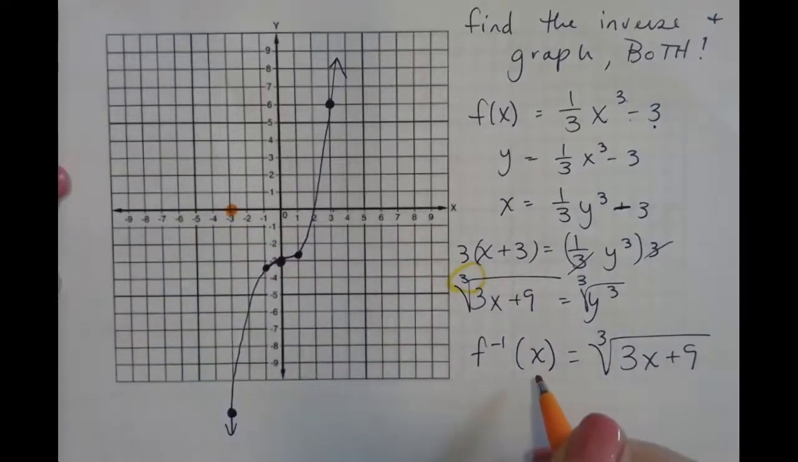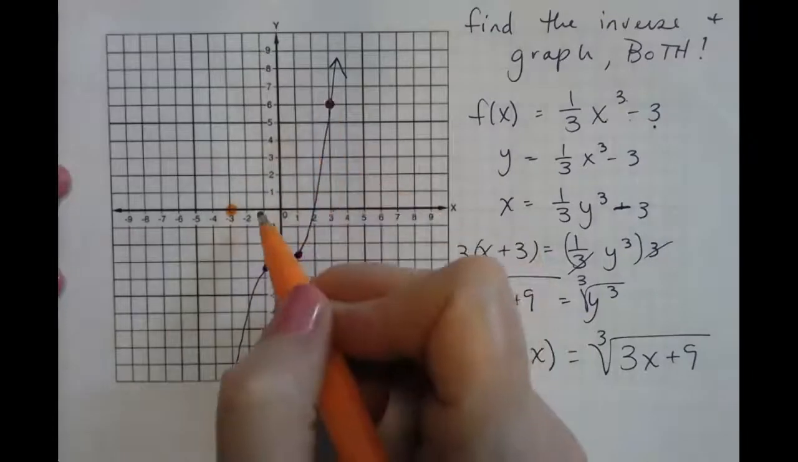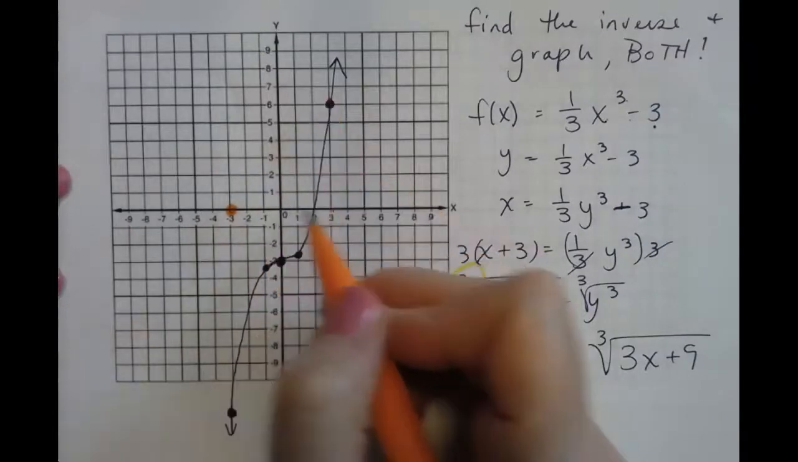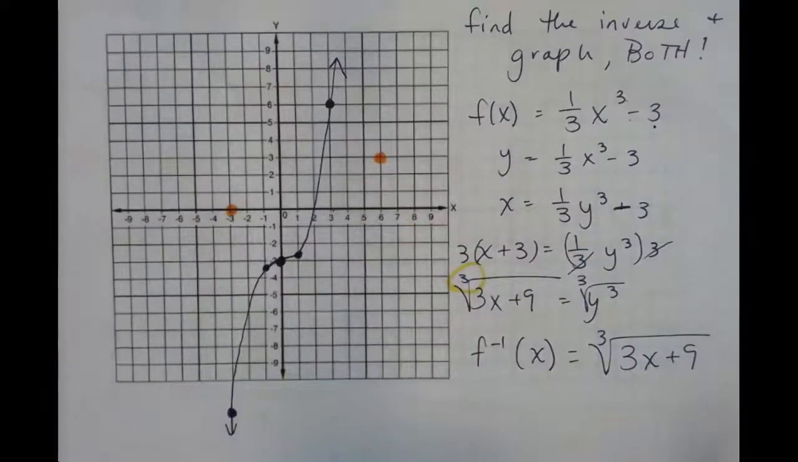What is f inverse of -3? Well, 3 times -3 is -9, and -9 plus 9 is 0, and the cube root of 0 is 0. That's why we have a point there. All right, let's also transpose this. This is 3, 6. So if there's a point at 3, 6, there's going to be one at 6, 3. Let's put in a 6. So 3 times 6 is 18. 18 plus 9 is 27, and the cube root of 27 is 3. So f inverse of 6 is 3. Hooray!